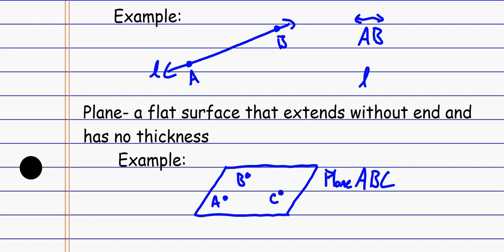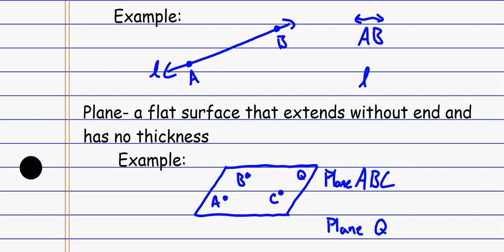The other way that we might have a plane described: if you see a capital letter floating off in the corner of a plane, I'll put a Q there, but there's no point listed, that is not labeling a point. That's labeling the entire plane. So we would just say this is plane Q, okay?